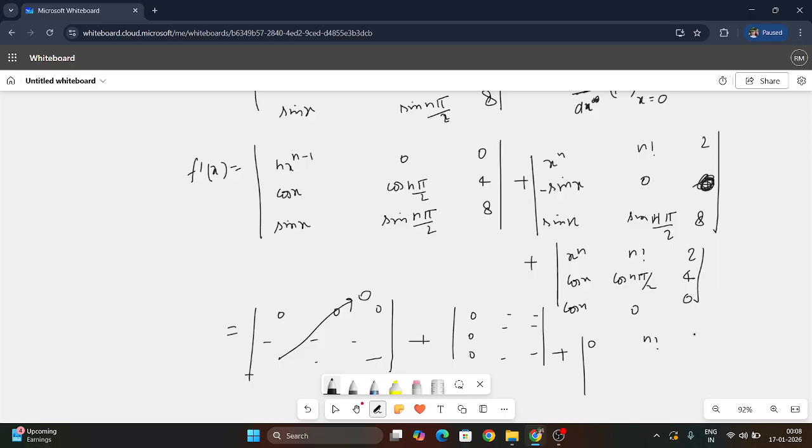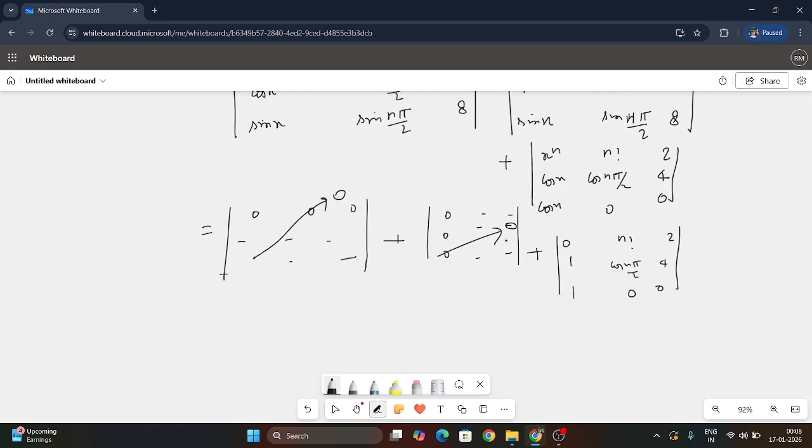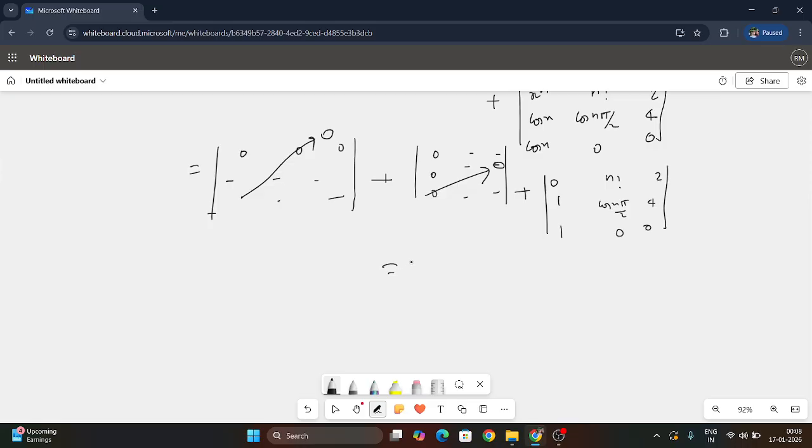n factorial 2, and cos 0 is 1, and cos n pi by 2, 4, and cos 0 is 1, 0 and 0. Obviously this is going to be 0. Okay, so you can write it like this also. As you know that this contains the maximum number of 0s, so open with respect to this row, and this is going to be 4 n factorial minus 2 cos n pi by 2.